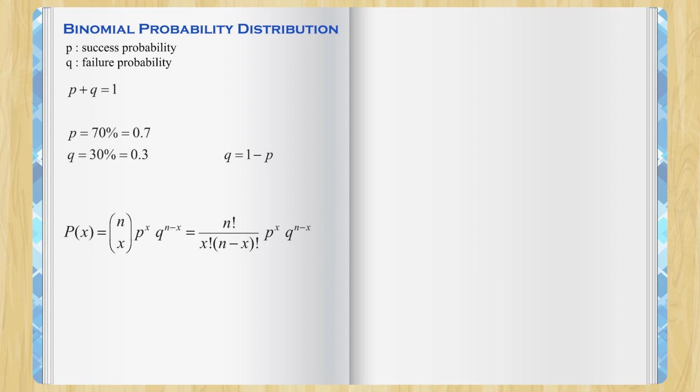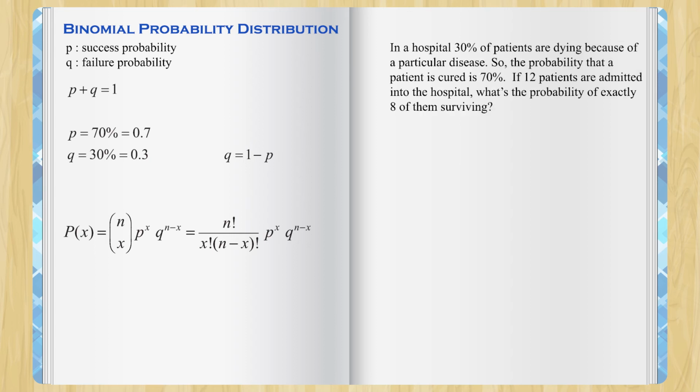Let's look at an actual example. In a hospital, 30% of patients are dying because of a particular disease. So the probability that a patient is cured is 70%. If 12 patients are admitted into the hospital, what's the probability of exactly 8 of them surviving? In this case, the probability of success would be 0.7 or 70%. The probability of failure would be 30%.